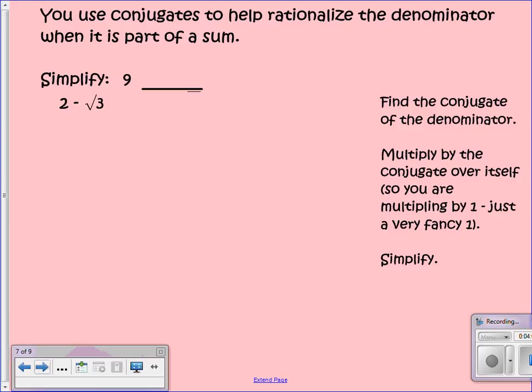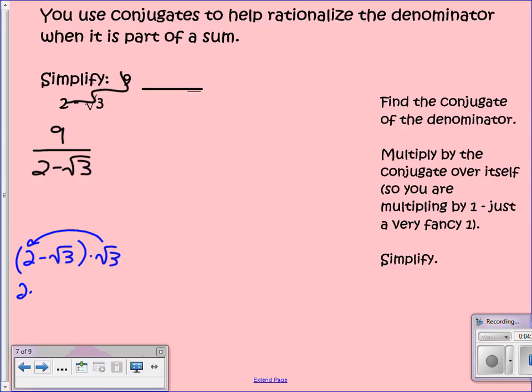Now, the reason that we're doing this is for problems like this. I know. If I have 9 over 2 minus the square root of 3. Now notice I have a radical on the bottom. And before, when I had a radical on the bottom, I just multiplied it by that radical. So I would multiply it by the square root of 3. The only problem is I have a subtraction problem. So you actually have to distribute.